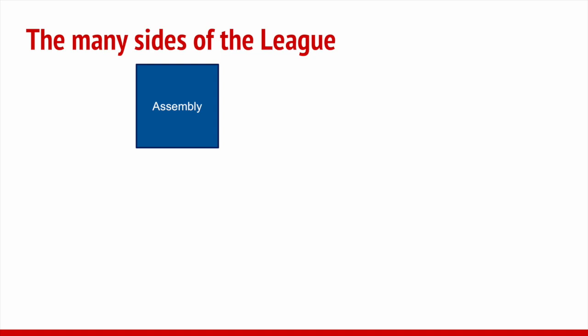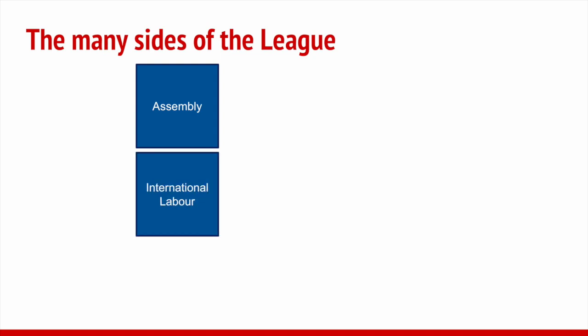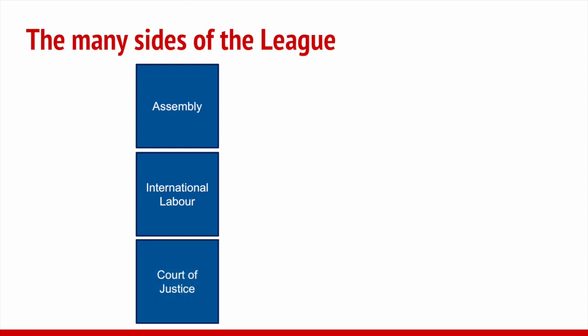Now, when we look at the many sides of the League, and page 24 of our textbook does a very nice job of explaining all the different parts, we can go through and say there's the Assembly, there's the International Labor Group that is looking at best practices of how Europe can operate in the years after the war, specifically looking at child labor laws, for example. We can look at the Court of International Justice. So when countries have disputes between each other, instead of going to war with one another, you can take them to court and decide it that way.